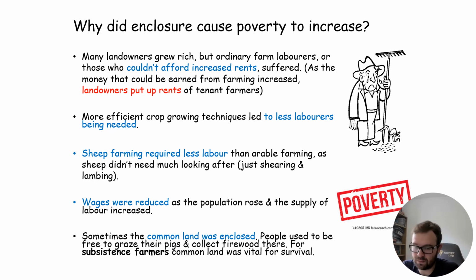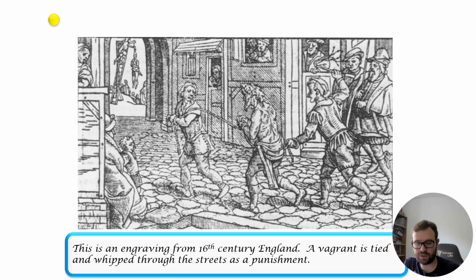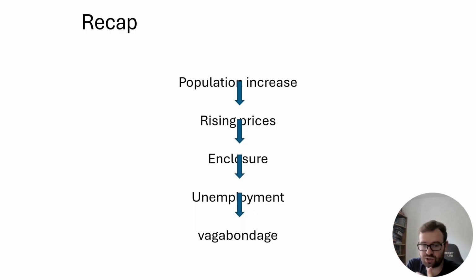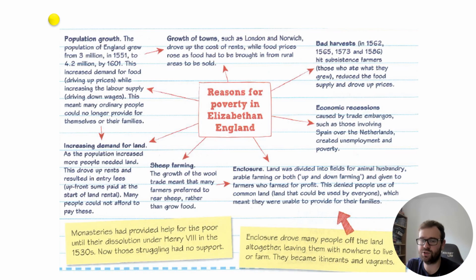Sometimes the common land was enclosed, so people who used to be free to graze their pigs and collect firewood there, which used to be vital for survival, could no longer do so. So that's the real problem. Here you've got the vagabondage. Just to recap that, you've got population increase, rising prices, enclosure, and unemployment leads to vagabondage.